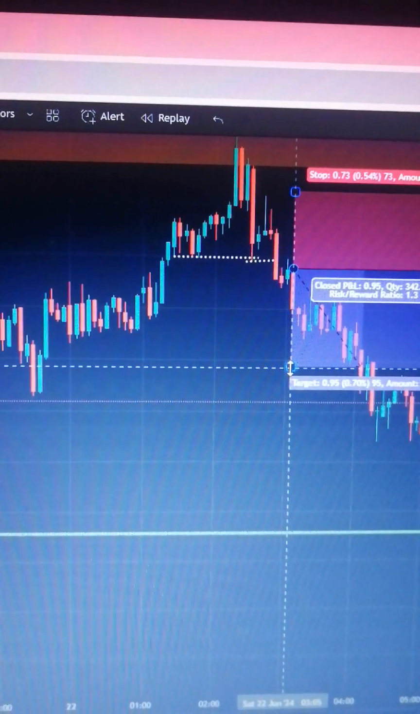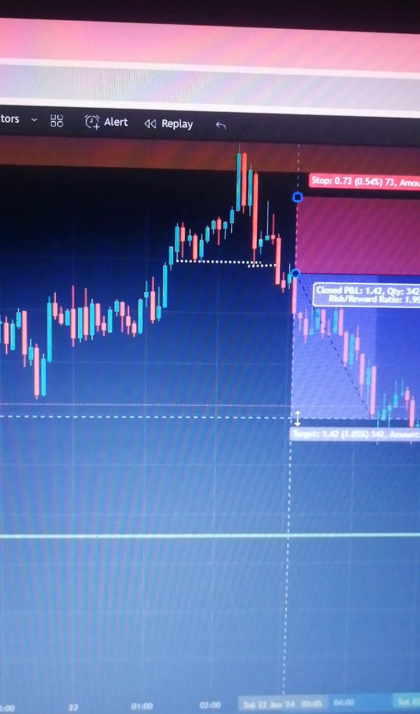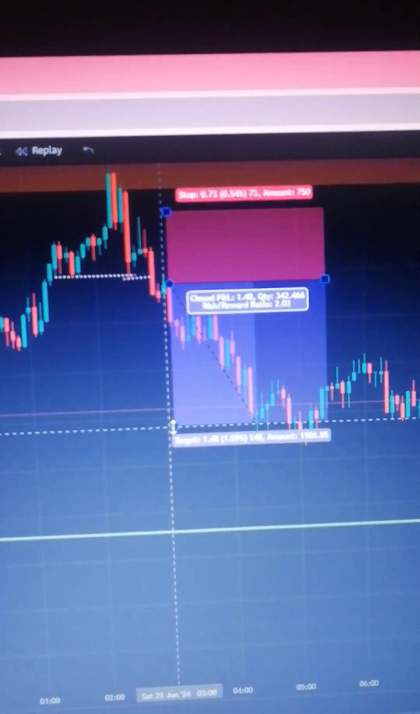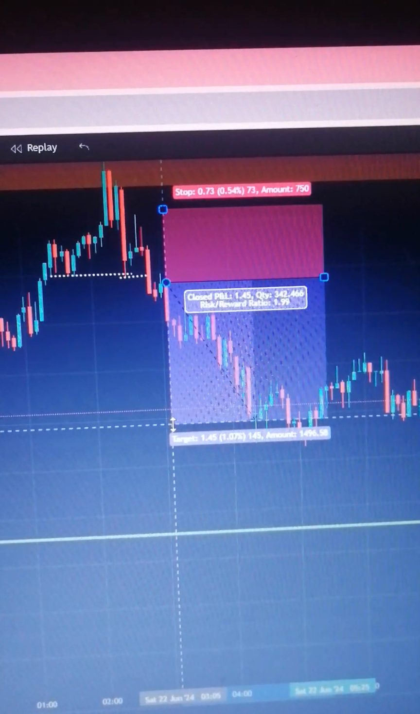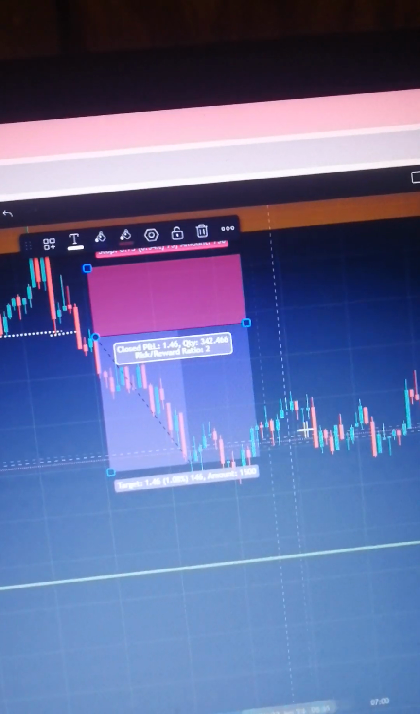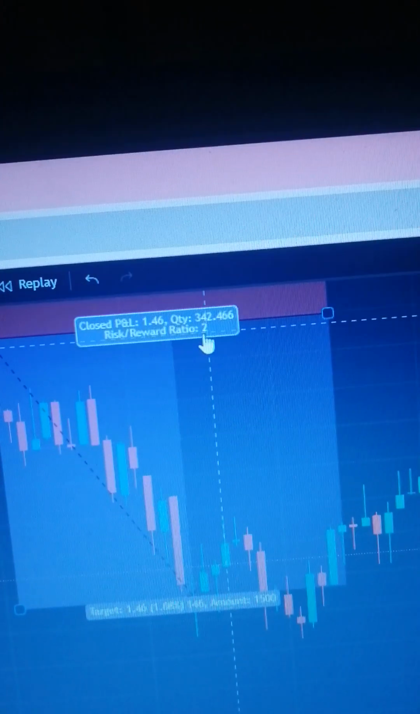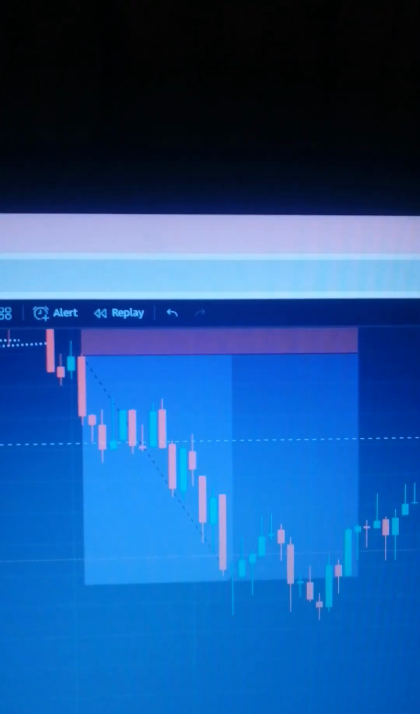And target a 1 to 2 risk to reward ratio. It's already enough. Me, I mostly go for 1:2. I risk 1% to make 2%. So yeah, that is it. 1 to 2 is there. Nice 1 to 2 risk to reward ratio. Risking 1 to make 2.